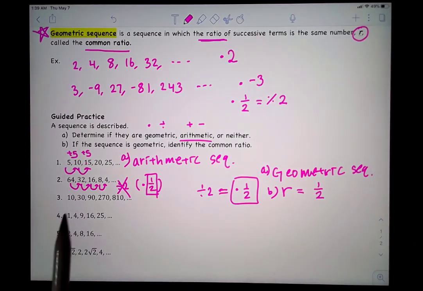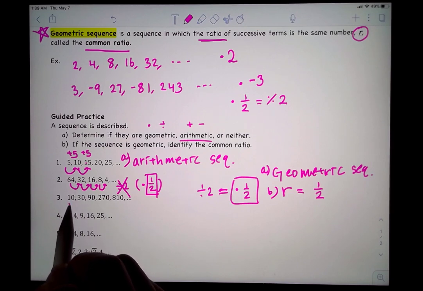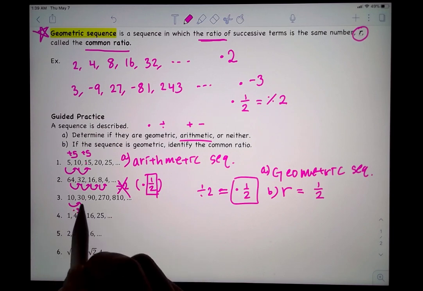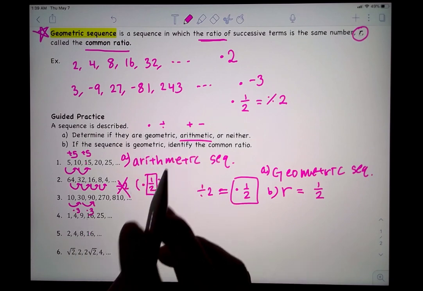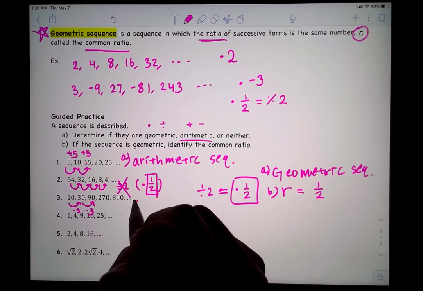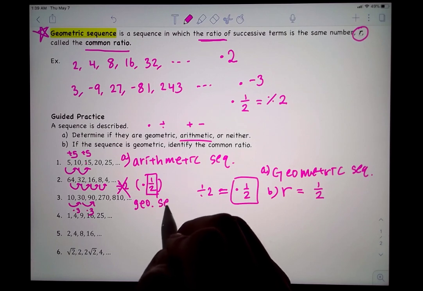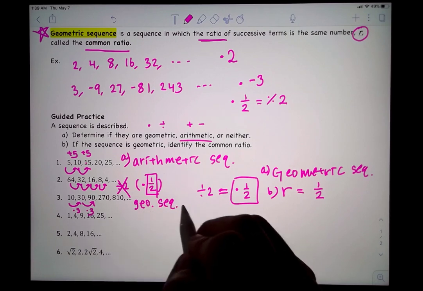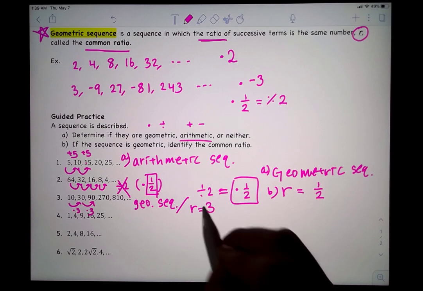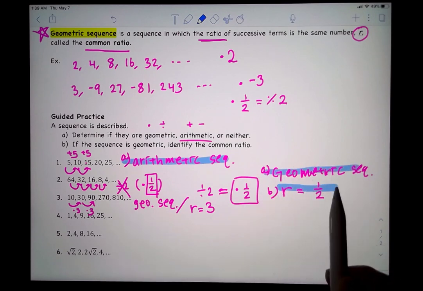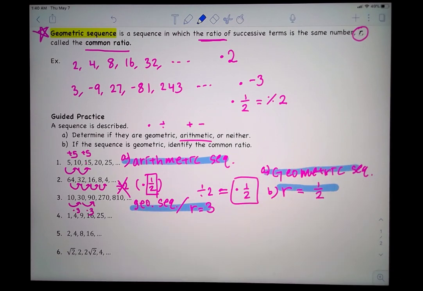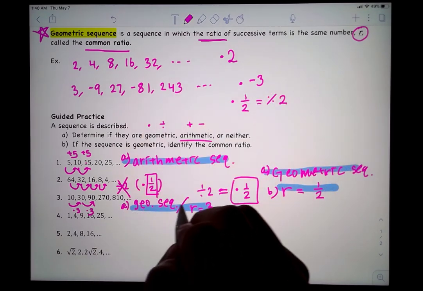And look at number 3: 10, 30, 90, 270, 810. So think about it, 10 to 30, you multiply by 3. 30 to 90, you multiply by 3, right? So you keep multiplying by 3. So this is multiplication, a geometric sequence. So number 3 is a geometric sequence, and my common ratio R equals 3. Okay? And that's number 2, and this is for number 3, A and B.